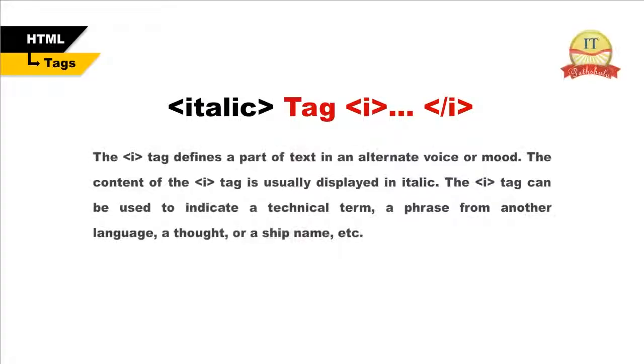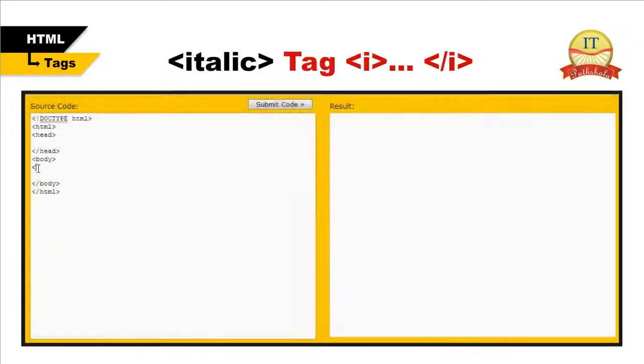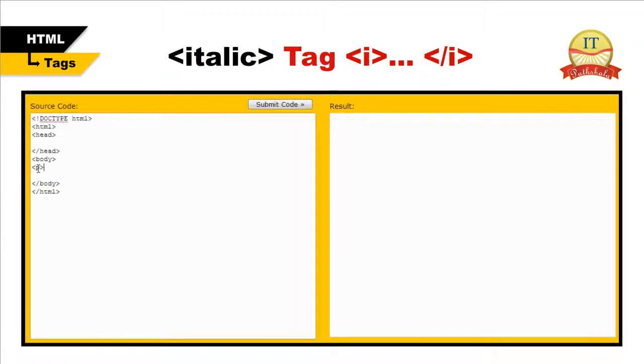I tag. The I tag defines a part of text in an alternative voice or mode. The content of the I tag is usually displayed in italics. The I tag can be used to indicate a technical term, a phrase from another language, a thought, etc. In the following example, we shall insert part of a sentence inside the I tags. Kindly observe the final outcome.